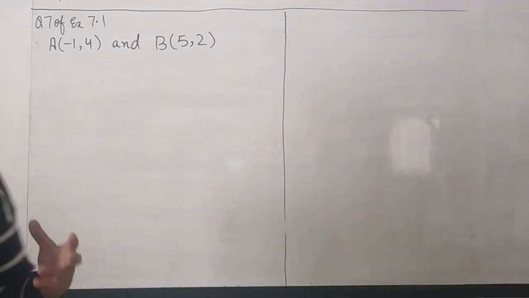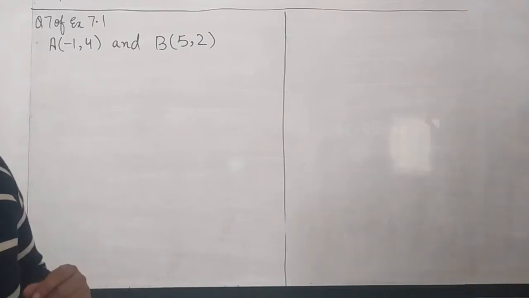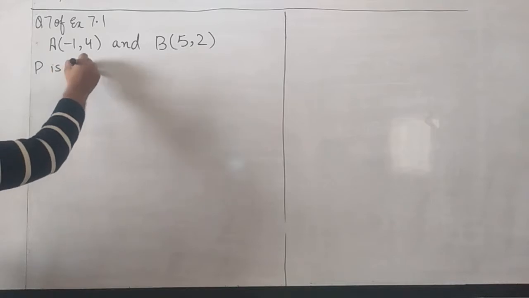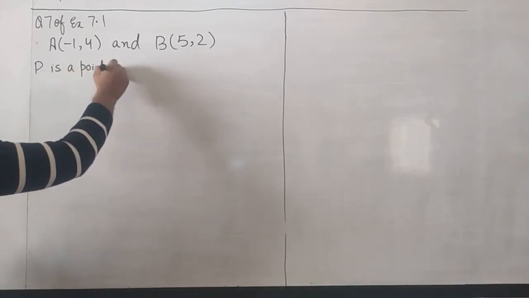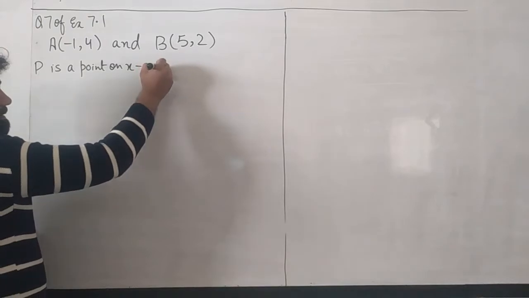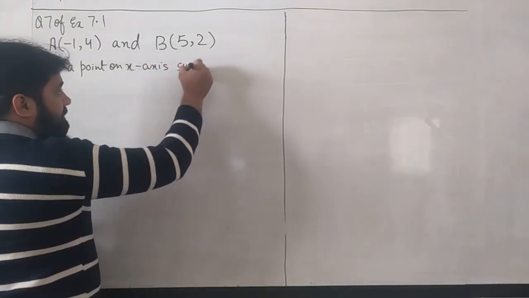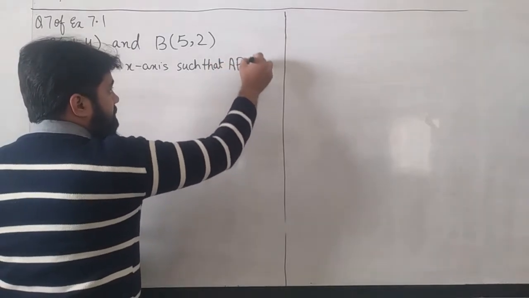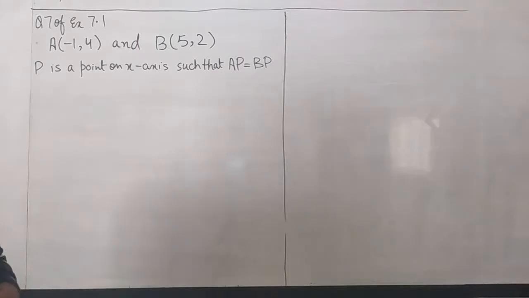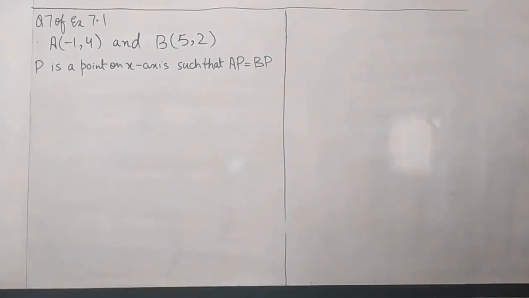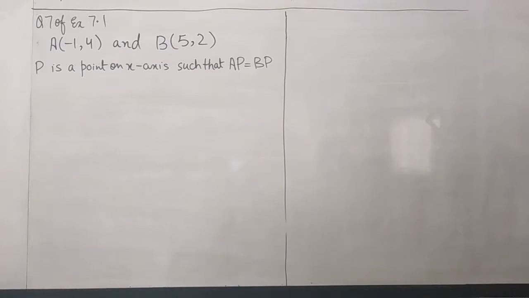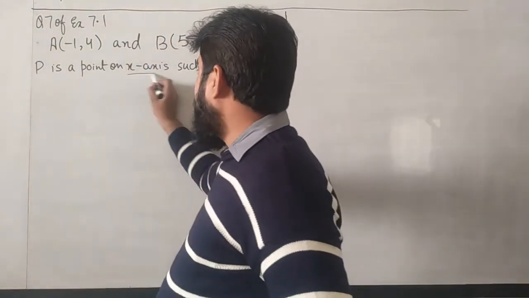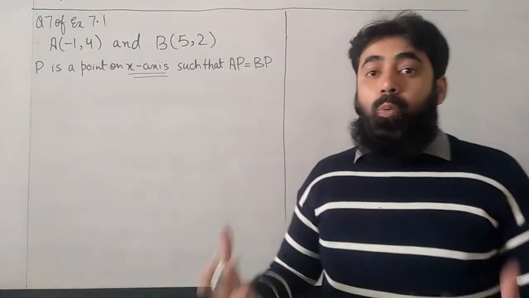Now over here they are giving us something new. They are saying that P is a point on x-axis such that AP equals BP. This is what is given to me. So now, first of all, we have to understand that when something is like this, what does it mean? What will it show?